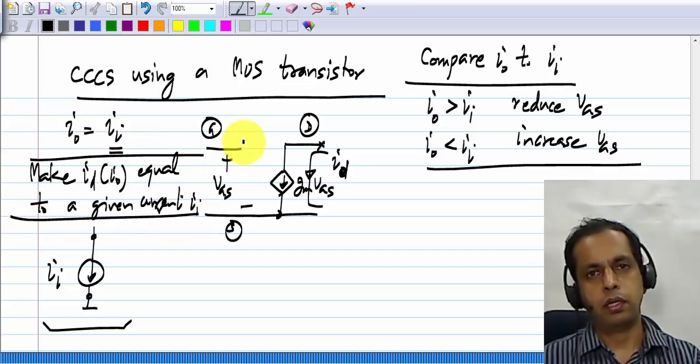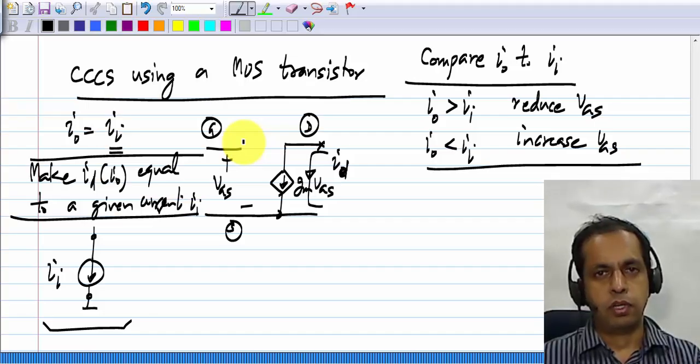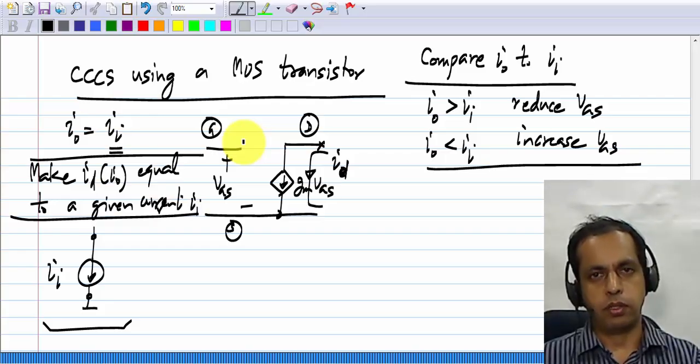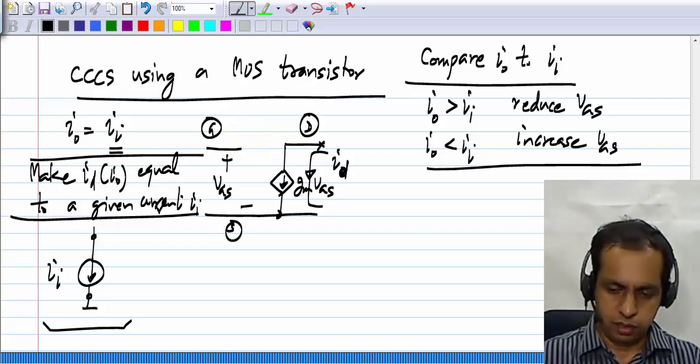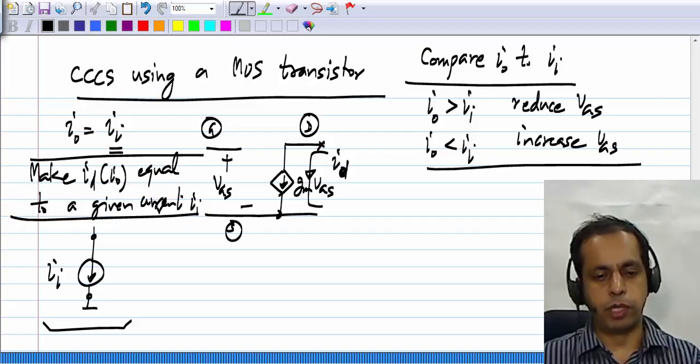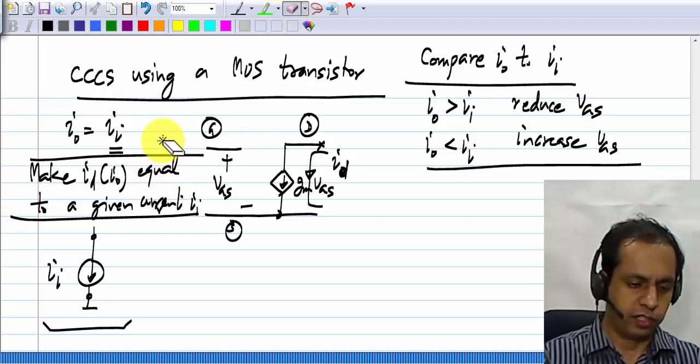Okay. Now where have we done this before? We have made the drain bias current of a MOS transistor equal to a given current I0. Okay, that we have already done, right? So we have done it for the sake of biasing. Now we will do it for signals.